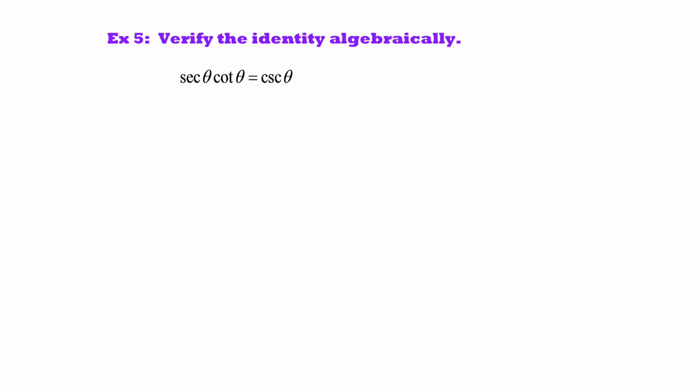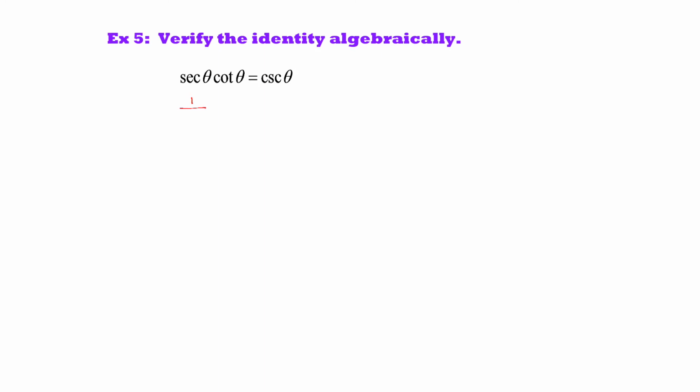So on example 5, what we're finally getting to is what we want to do for most of the part in this chapter that we're working on: we want to verify the identity algebraically. So we want to basically prove that secant of theta times cotangent of theta is equal to cosecant of theta. Now when you do that, you can only manipulate one side at a time. So pick the more complicated side, which is probably secant of theta times cotangent of theta. Use your identities to simplify it.